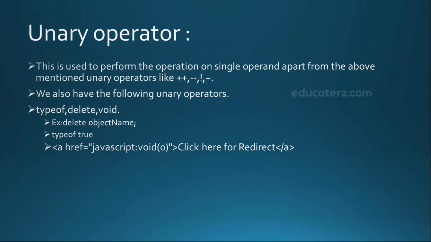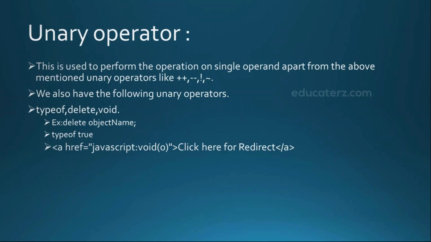Okay, so coming to unary operators. In JavaScript there are many unary operators like pre-increment, increment operator, decrement operator, and the not operator. Apart from these, we also use some other unary operators like typeof, delete, and void. Delete is used to delete an object, a property of an object, or an element of an array, etc. Whereas typeof can be used to know the type of the given value, like whether it's a string, number, or boolean value. And void can be used when you want to return something as undefined.